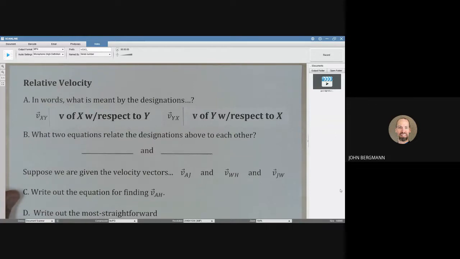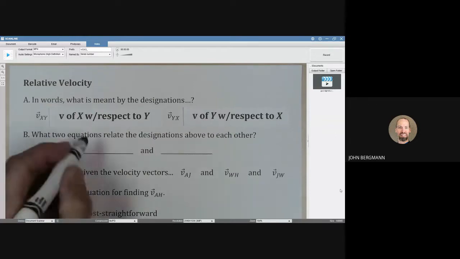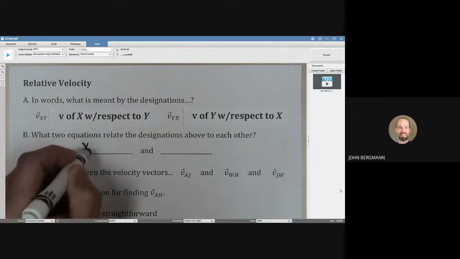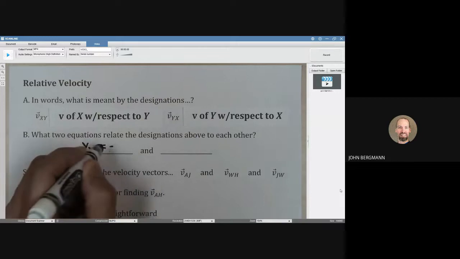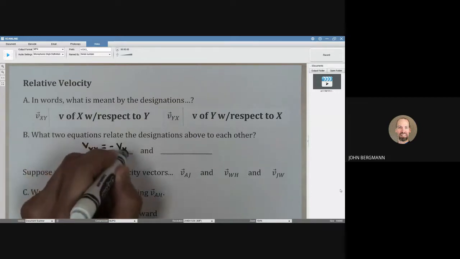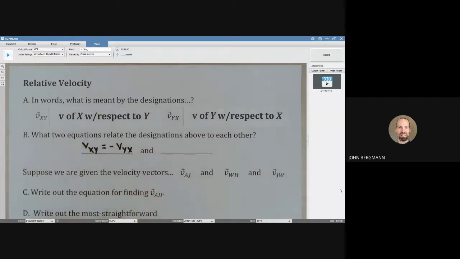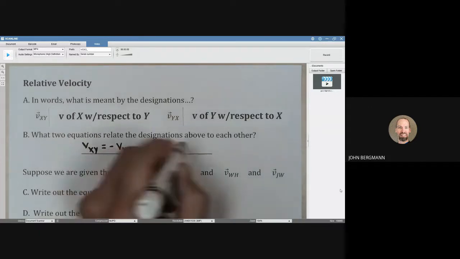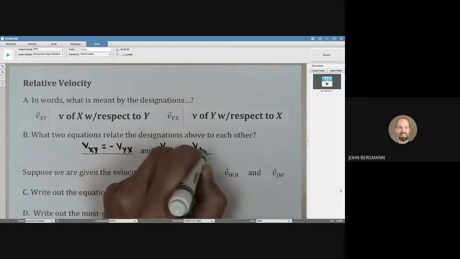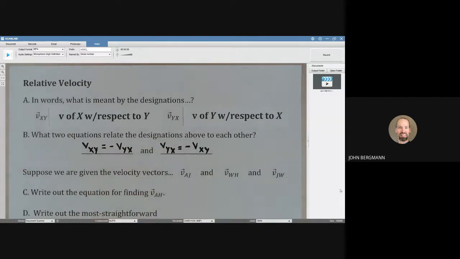The two equations that relate these to each other are: the velocity of x relative to y is equal to the opposite of the velocity of y with respect to x. And similarly, the velocity of y with respect to x is equal to the opposite of the velocity of x with respect to y. So if you know one of them, if you simply change its sign, that is, change its direction, then you can find the other one.